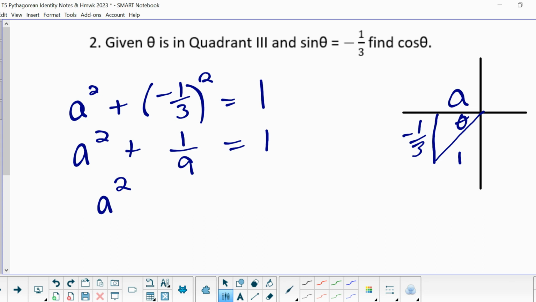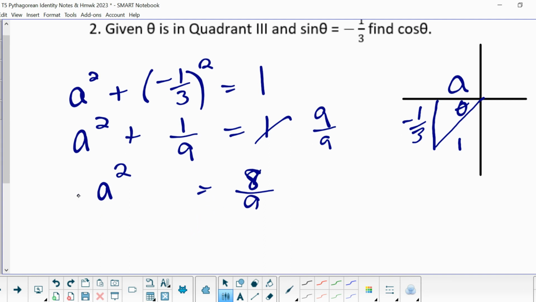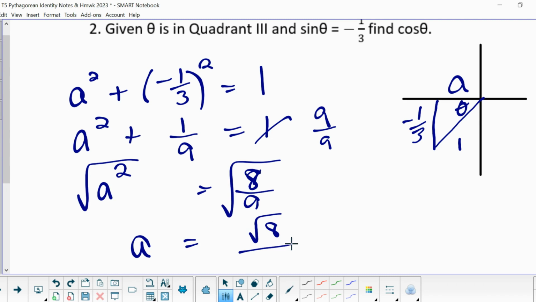So a squared equals, I'm going to turn my 1 into 9/9. And I'm going to take the square root of, sorry, not the square root yet. I'm going to subtract 1/9 from 9/9. I get 8/9. And now I'm going to take the square root of both sides. So I get a. And we're just going to leave the square root of 8 as the square root of 8 because it's not a perfect square. And I'm going to take the square root of 9 and I get 3.